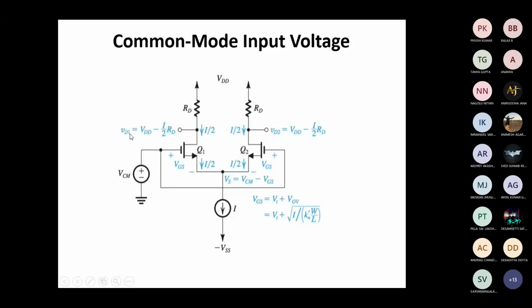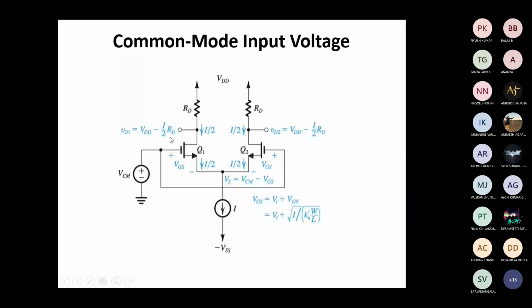So once we have this current as I by 2 and I by 2, what will be the voltage VD1? Let us take VD1 as the output at the drain terminal of the Q1 transistor. Now VD1 will be the supply voltage VDD minus the drop across this resistance RD. What will be the voltage drop across RD? Current into resistance, that will be the voltage. So I by 2 is flowing here, so I by 2 into RD will give the drop. VDD minus this drop, I by 2 into RD, will give the output voltage VD1 at the Q1 transistor. So VD1 is VDD minus I by 2 RD.